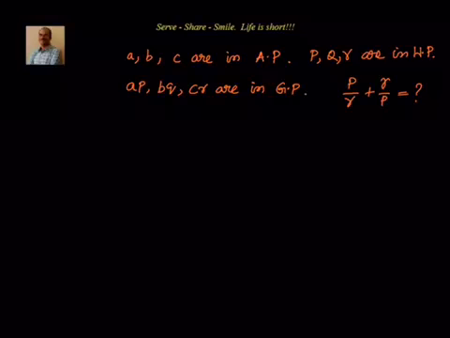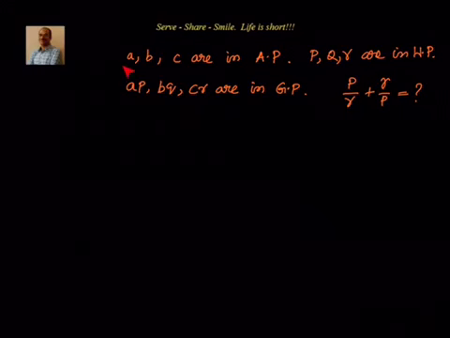As part of interesting problems related to progressions or sequences and series, let's look at this interesting one. We have been given that A, B and C are in arithmetic progression. P, Q, R are in harmonic progression, HP. AP, BQ, CR are in GP, then we have to find out what is the value of P by R plus R by P. How to solve this problem?